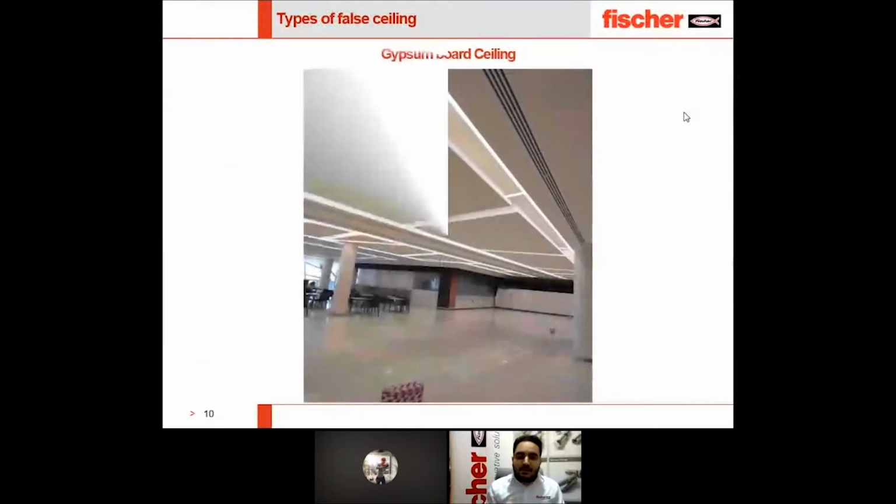The other type is gypsum board. This is gypsum board. Most of us know the gypsum board ceiling. This is the common ceiling type.